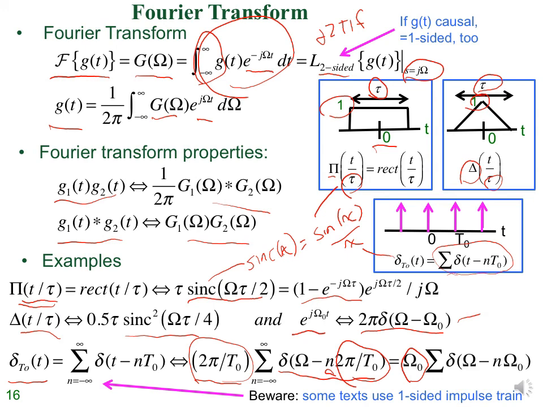One last thing. The Fourier transform pair is two-sided. Some texts use a one-sided impulse train. The definition I've given below goes from minus infinity to infinity, as sketched above, two-sided. So to the left of 0, I have impulses. So that's a quick review of the Fourier transform, which is related to the Laplace transform.